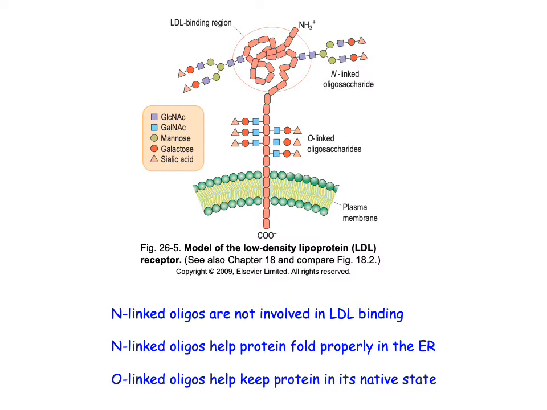The O-linked oligos on the stem are involved in stabilizing the protein and keeping it in its native state. So although these carbohydrates don't have a direct role in the function of the protein, they do serve an important purpose. And again, in folding the protein into its active conformation and in stabilizing that protein. So if you disrupt that process, you're going to disrupt the metabolism of cholesterol, and you could cause some serious problems.